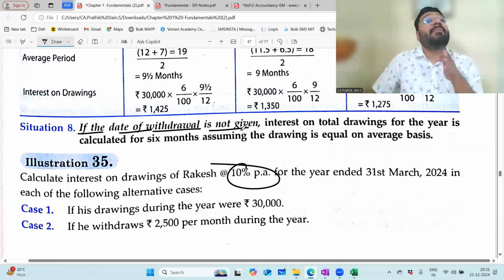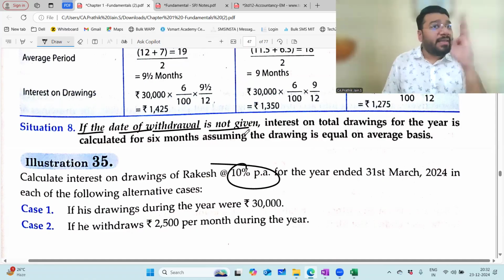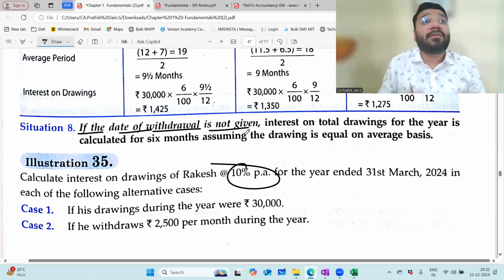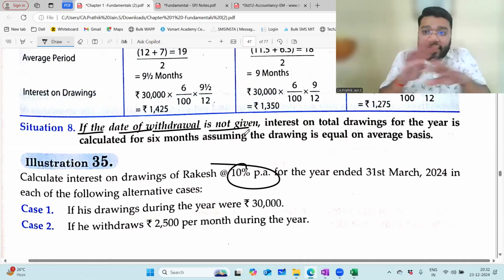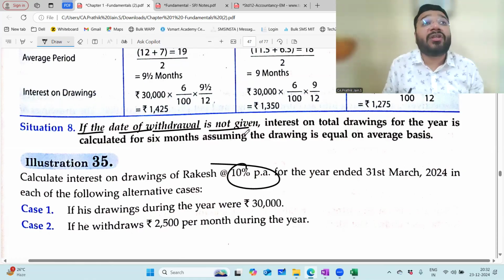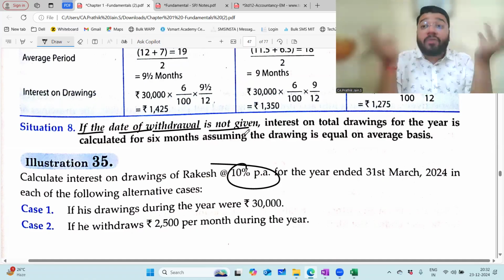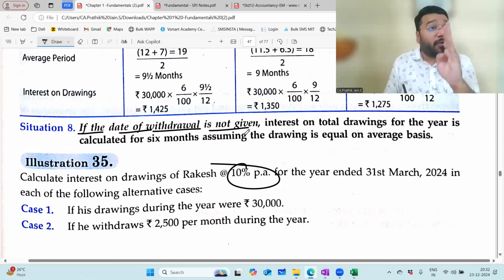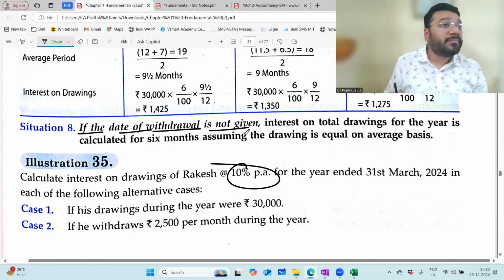You assume that the drawing is done in the middle of the period. If you're doing monthly drawings, then you withdraw in the middle of the month. What is the average period in the middle of the month? 6/12. If you're withdrawing quarterly and nothing is given about when the withdrawal is done, you assume the withdrawal is done in the middle of the quarter. What is the average period? 6/12. If you're withdrawing half yearly, we assume that the withdrawal is done in the middle of the half year. What is the average period? 6 months, 6/12. That is the logic that has been applied here.